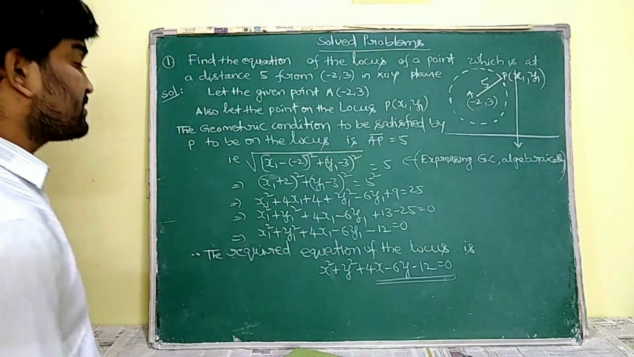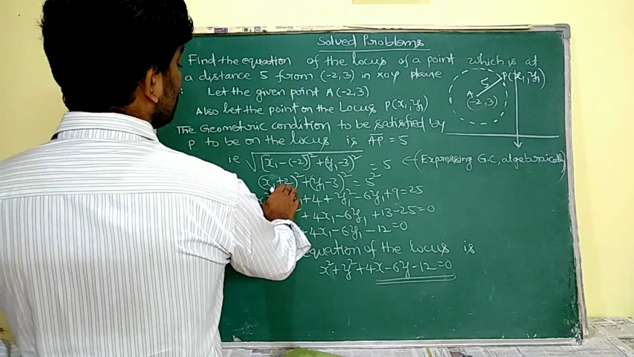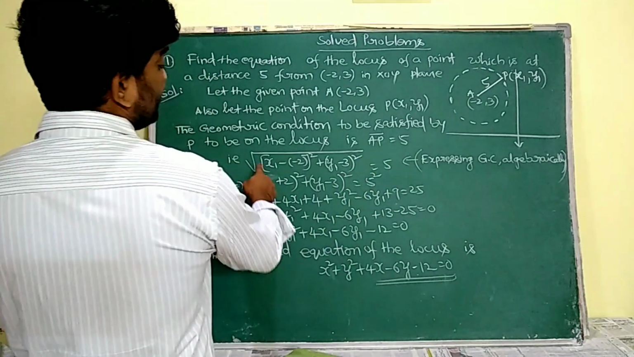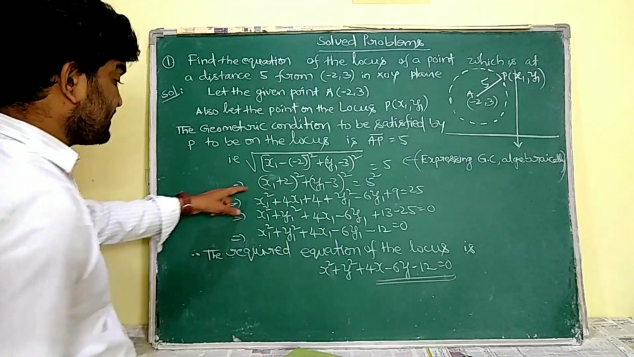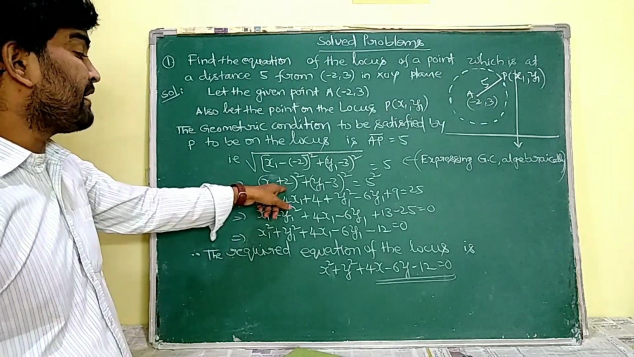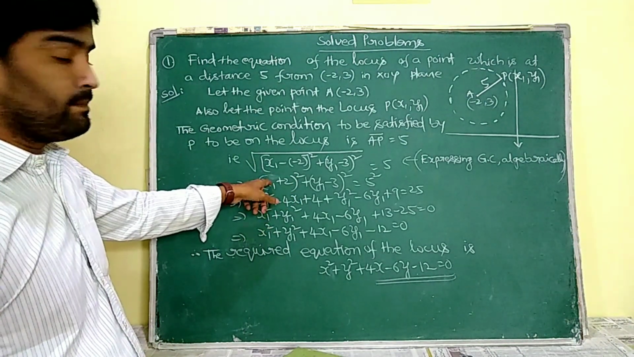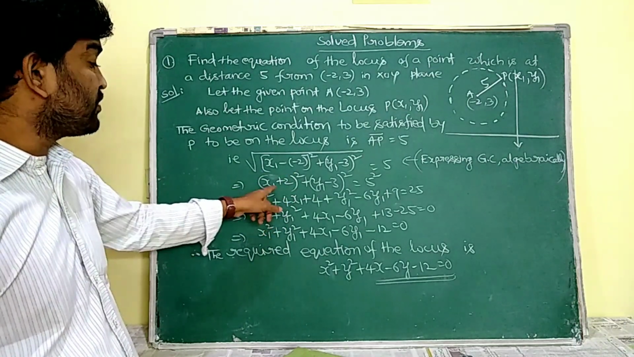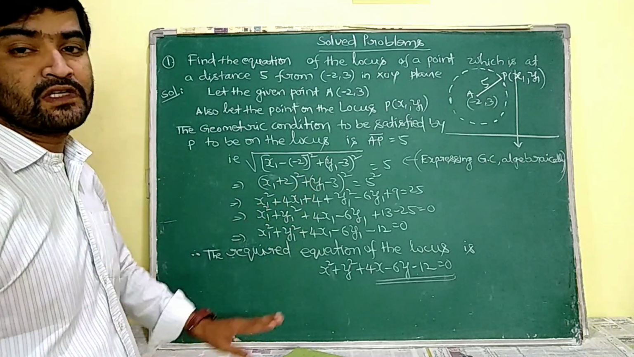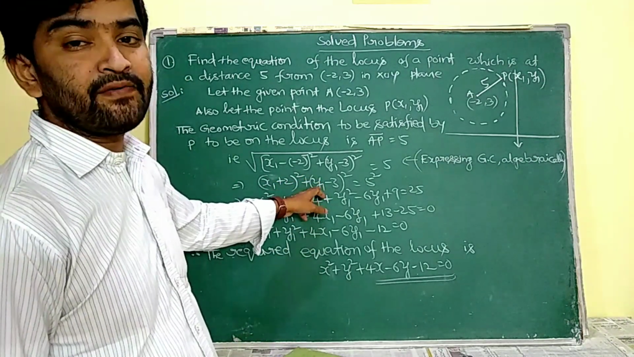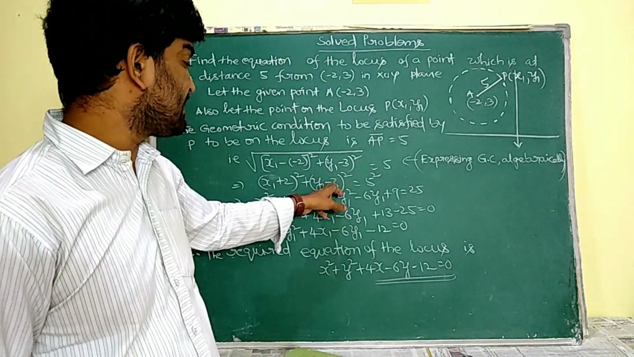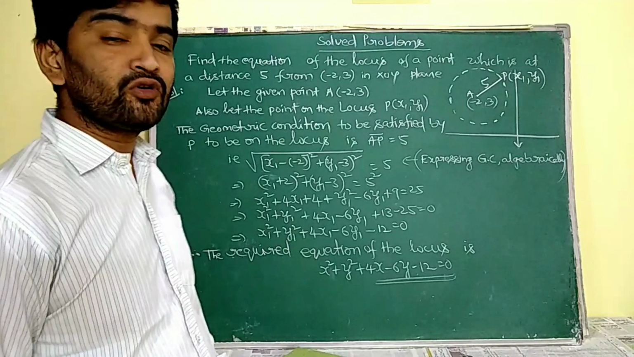Now squaring on both sides: (x1 plus 2) whole square plus (y1 minus 3) whole square is equal to 5 square. Here the square and root are cancelled. Now it is in the form of (a plus b) whole square, so a square plus 2ab plus b square. 2ab means 2 into x1 into 2, that is 4x1, and 2 square means 4. Similarly it is in the form of (a minus b) whole square, so y1 square minus 6y1 plus 9 is equal to 25.